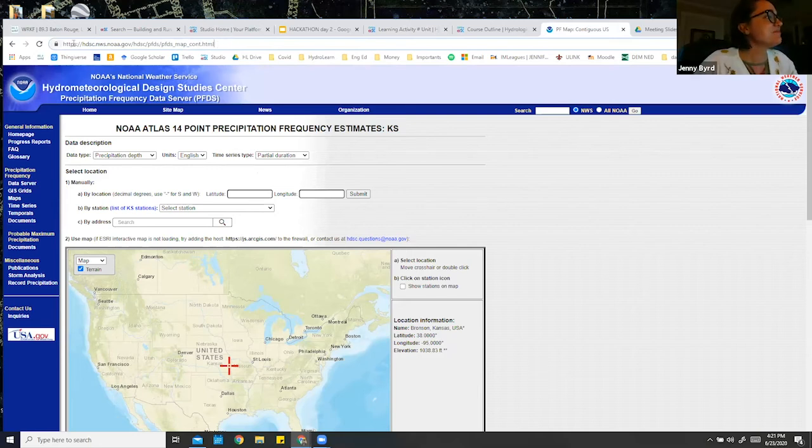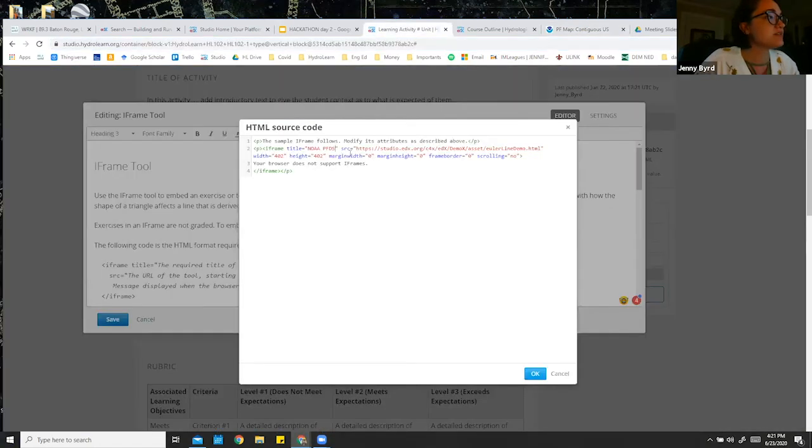So here, as you'll notice, this is a secure website, so it has the HTTPS. I'm going to copy all of that, go back to my learning activity, and replace all of the source code within the quotation marks.